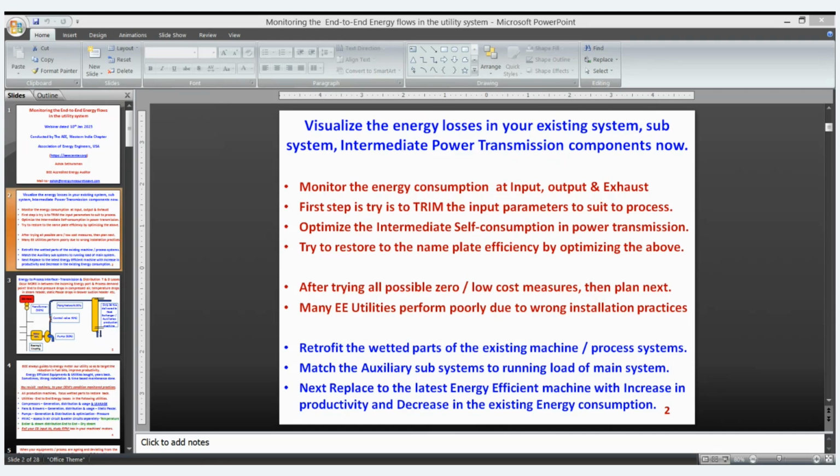Now I have changed to the next slide. This is energy to process, coming to the transmission and distribution.